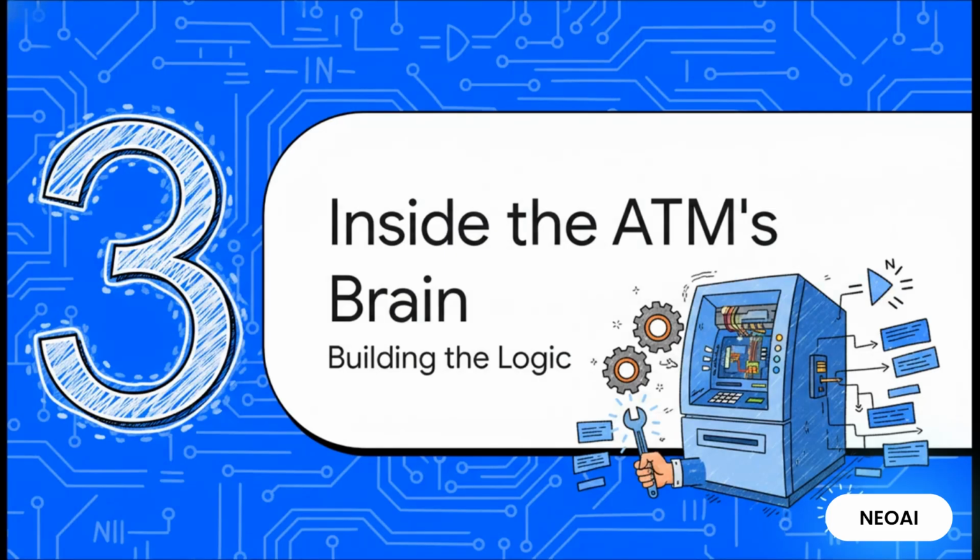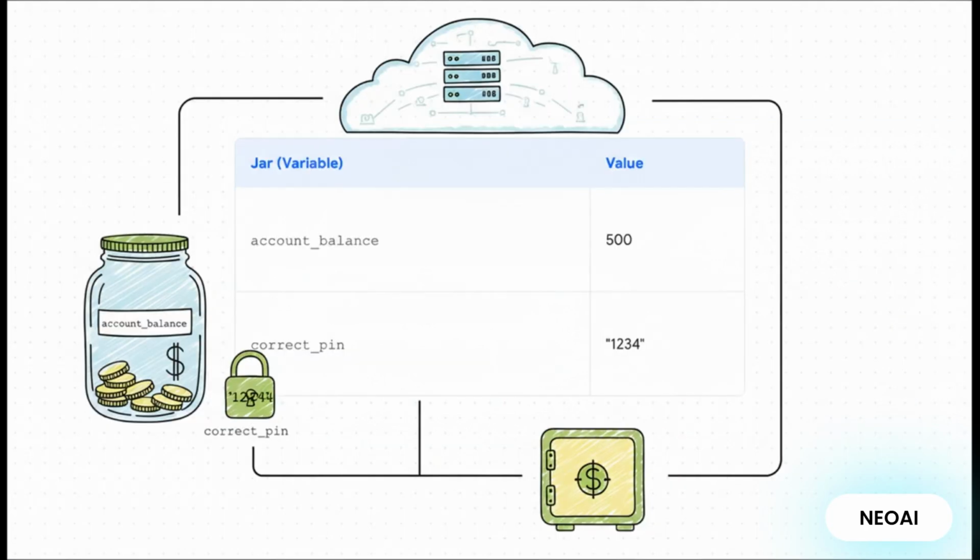Okay, we've got our tools. Let's pop the hood on this thing and actually look inside the ATM's brain. We're going to build this logic piece by piece. So, first things first, the bank's data. We need to set up our variables. So we have one jar called account_balance that's holding the number 500. And we have another jar called correct_PIN holding 1234. This is the official information that's stored on the bank's server.